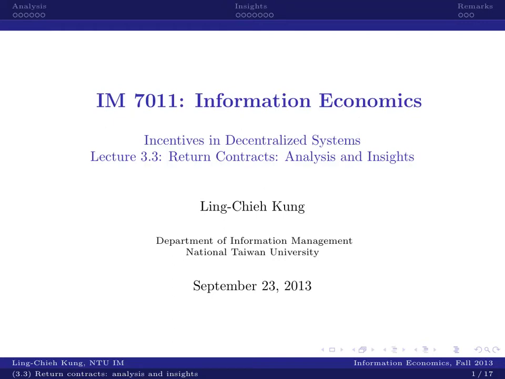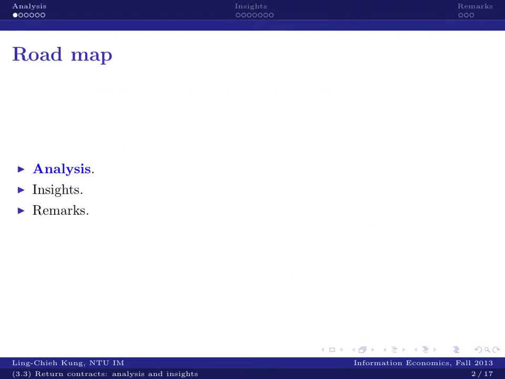Okay, so let's continue our discussion about return contracts. I will first do the derivations we need and then use the derived results to give you some insights. Afterwards, we will have some final remarks.